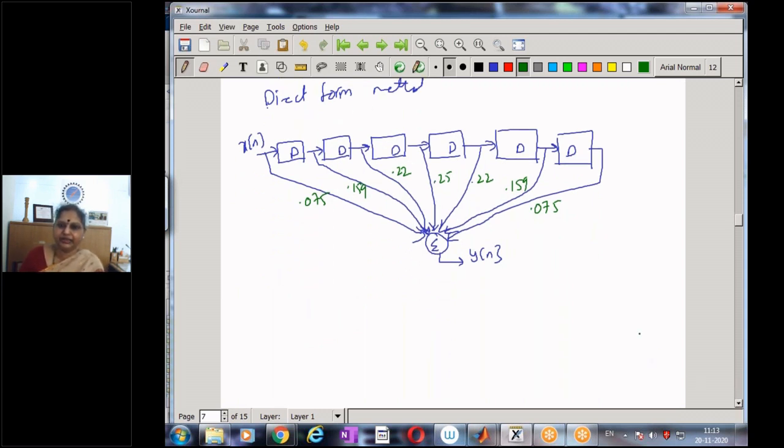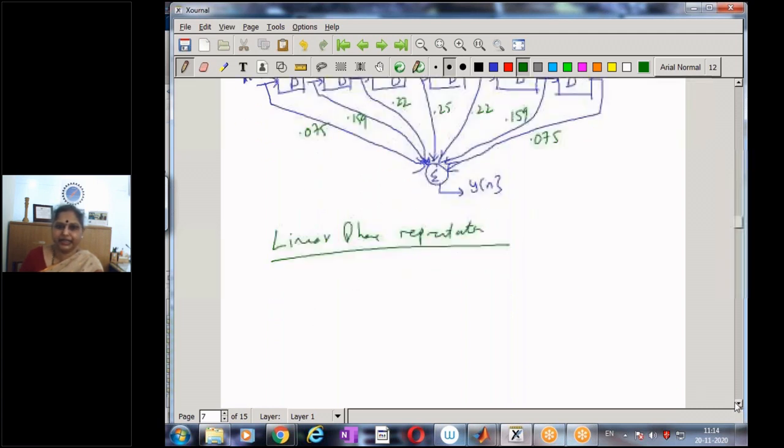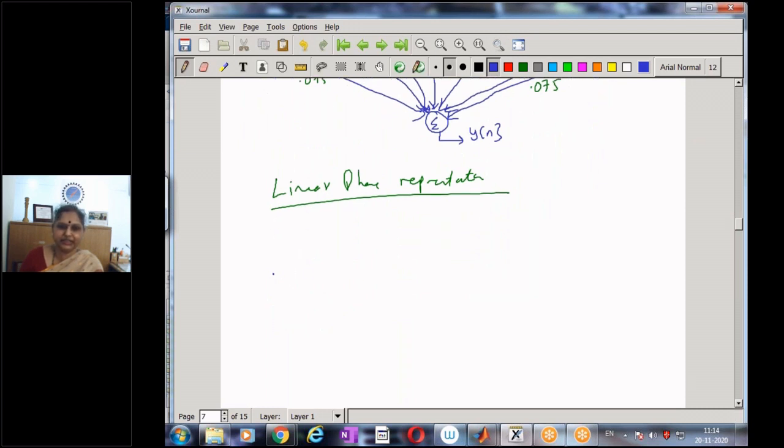Now, since we have symmetry in the coefficients, the first and the last term being similar, the second and second last being similar, because of the symmetry we can have another method of representing, which is known as the linear phase representation. Linear phase representation of the same filter. Now, how do we get that? What happens there is we try to exploit the symmetry that exists in the coefficients.